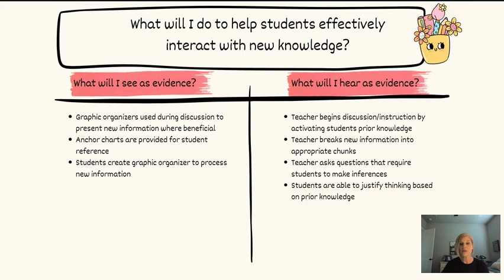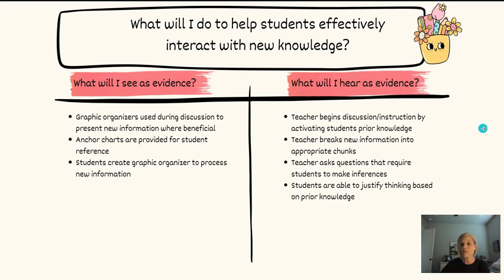The next guiding question that we'll look at is what will I do to help students effectively interact with new knowledge? Some of the things that you might see as evidence are that graphic organizers are used during the discussion to present new information when that's beneficial. Anchor charts are provided for student reference, and that the students are able to create graphic organizers to process new information.